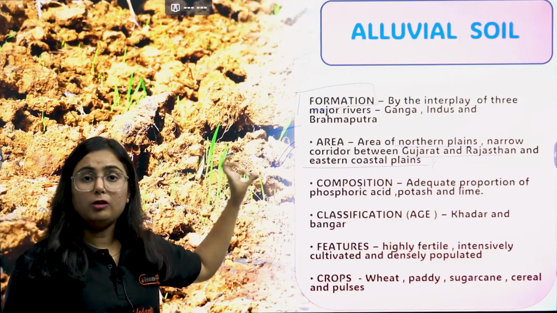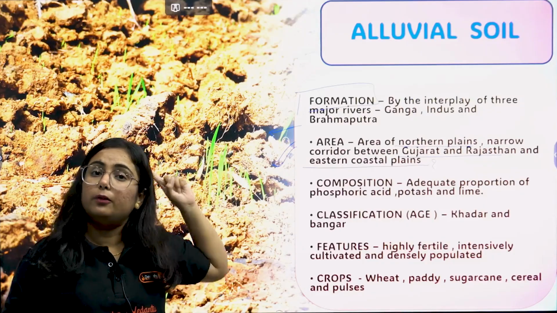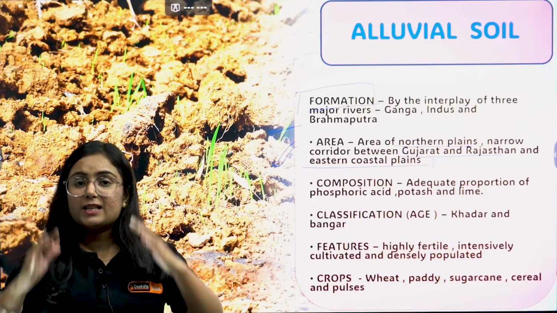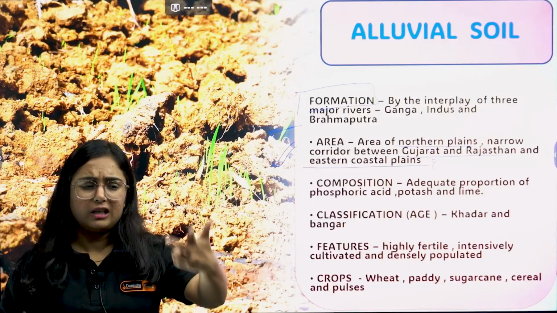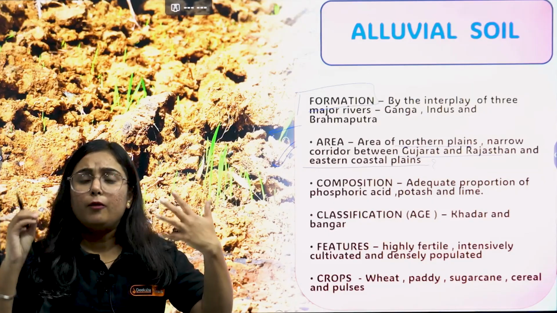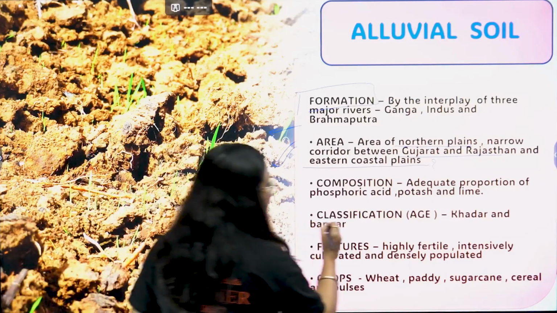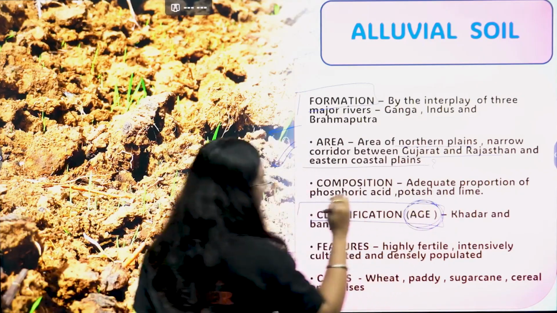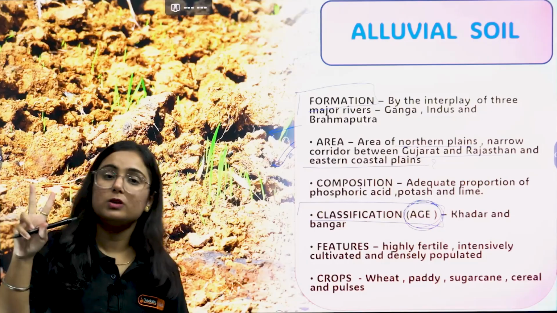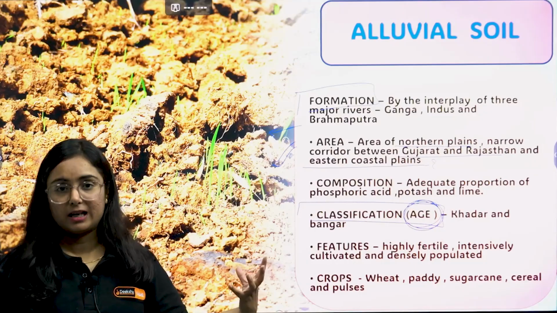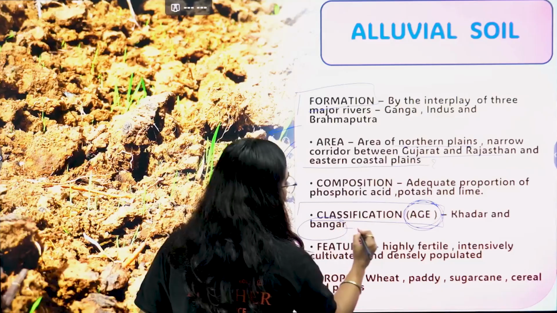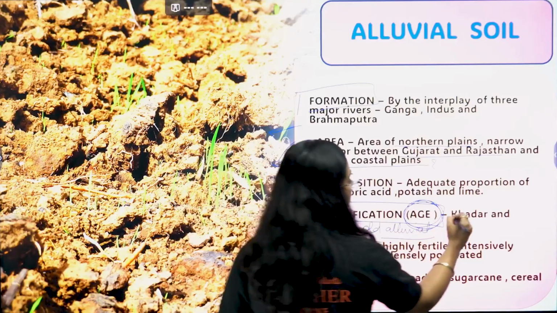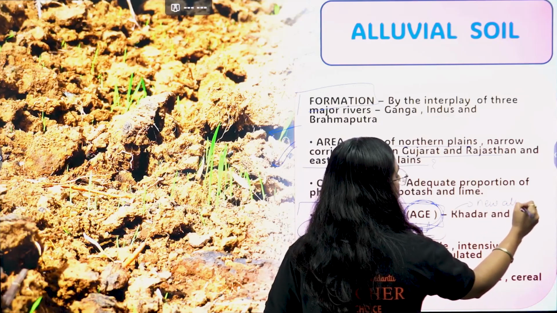Areas, if I talk about composition, because it is very good soil, fertile soil, it has adequate proportion of phosphoric acid, potassium, lime. What are the elements required for a fertile soil is present in this. We can classify this soil on the basis of age, right? On the basis of age, we can classify it into 2 types. One is Khadar and the other is Bhangar. This Bhangar is known as old alluvial soil. You have read it in class 9th. Old alluvial soil, and this Khadar is known as new alluvial. Right?